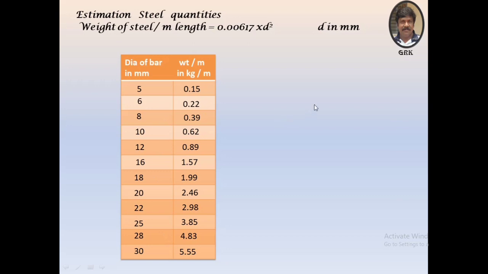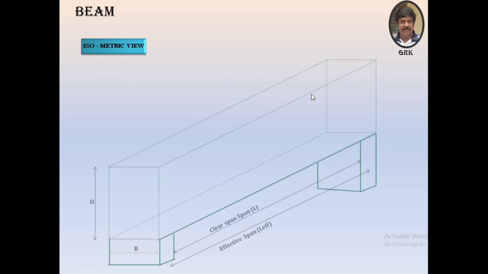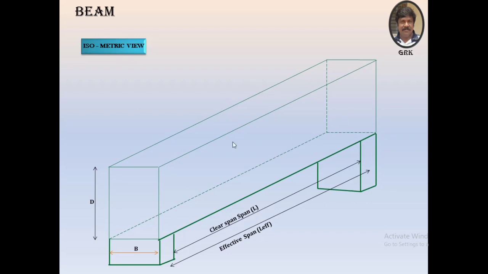Now let us take an example of a singly reinforced beam and try to estimate the quantities of the steel that has to be used for this beam section. Now this is a typical isometric view of a beam. We know already the span between the two walls is called the clear span. The center to center length is called the effective span. This is the bearing, the thickness of the wall. All these things will be taken into consideration for the calculation. This is the breadth of the beam, the depth of the beam.